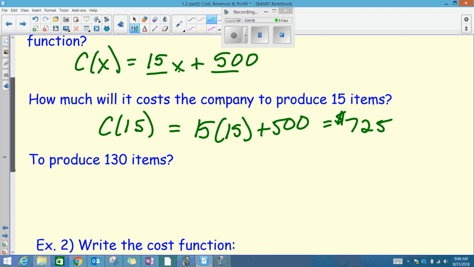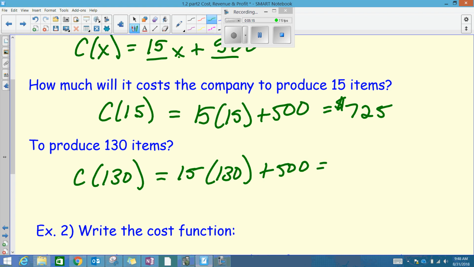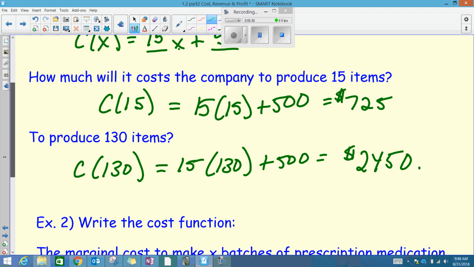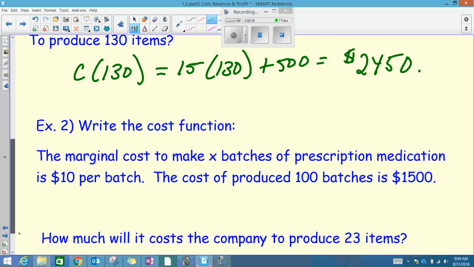How much will it be to produce 130 items? Now we're just looking for C of 130. That's where the function notation comes in really handy. So C of 130 is going to be 15 times 130 plus 500. And if you plug that in your calculator, we get $2,450. Okay? So that's a simple example of a cost function where you're told what the fixed price is and you're told what the marginal cost is, and you just plug them in. Similar to writing a linear equation where you're given slope and y-intercept, right?